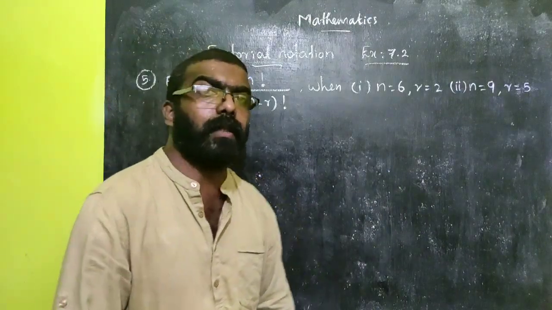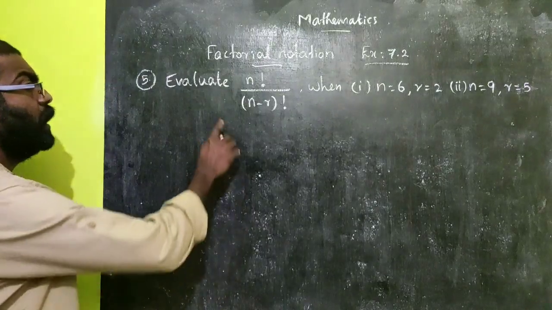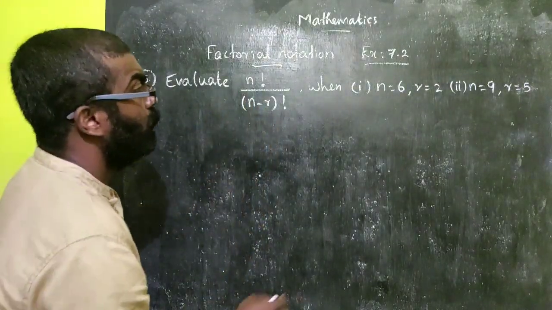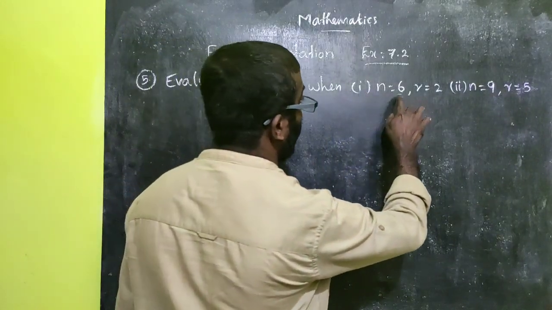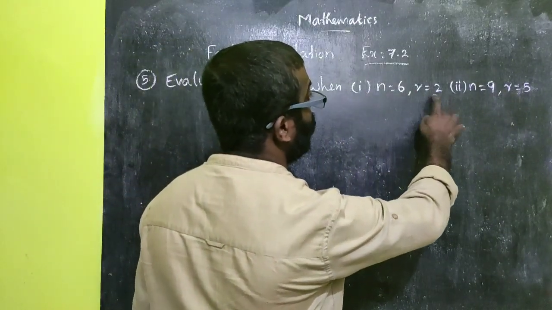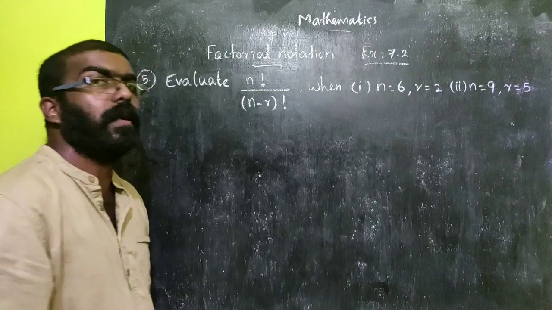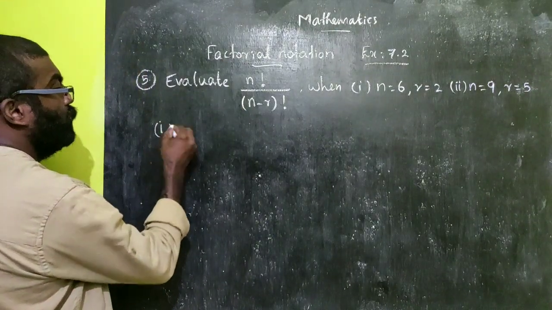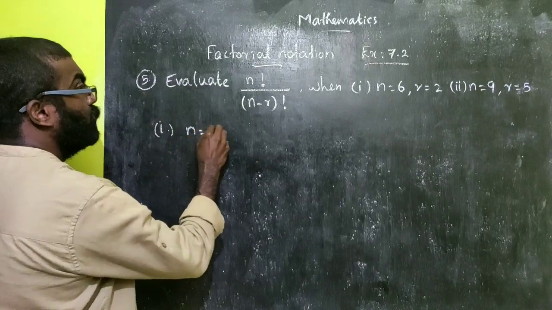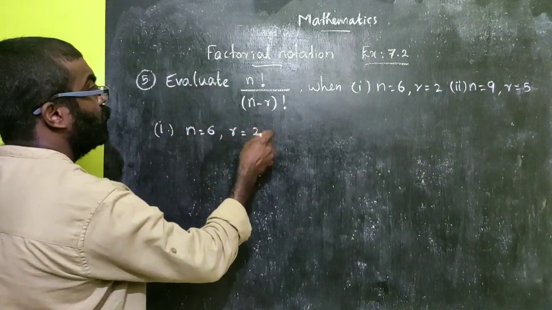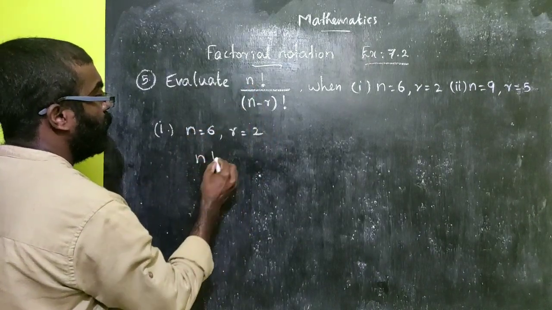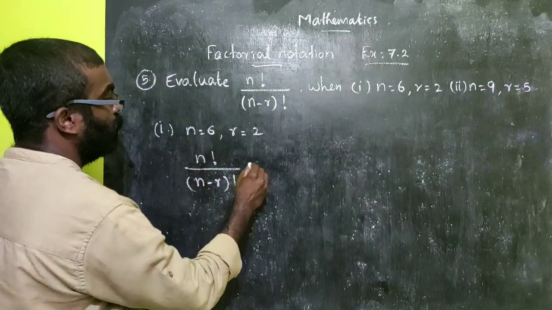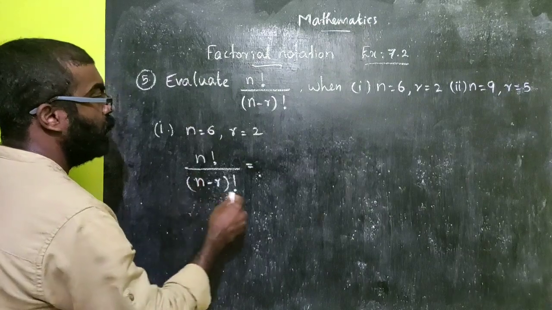Now we move on to the last question in this exercise. Evaluate n factorial divided by n minus r the whole factorial when, first sub-question, n equal to 6 and r equal to 2, second one n equal to 9 and r equal to 5. We can discuss one by one. First one, n equal to 6 and r equal to 2. Here we have to find n factorial by n minus r the whole factorial. We can replace the values of n and r.